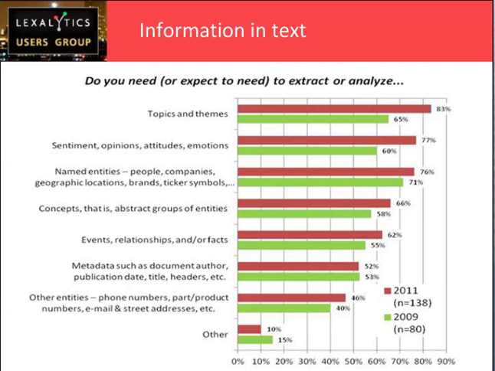Do you need or expect to need to extract or analyze? It surprised me that topics and themes, rather than the third item here, entities, was the top response. So I want to know, meaning someone who's using text analytics, what people are talking about in some general sense, rather than needing to know about specific entities, people, companies, and so on. Now, that's a 76%. Most people do need entities. And sentiment, opinions, attitudes, and emotions sits in between.